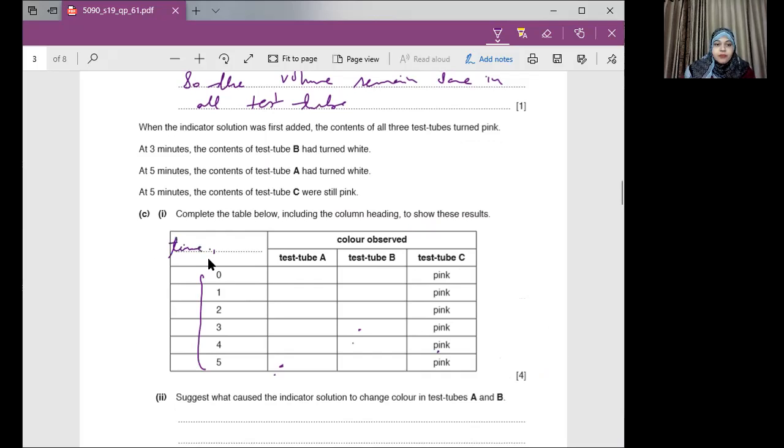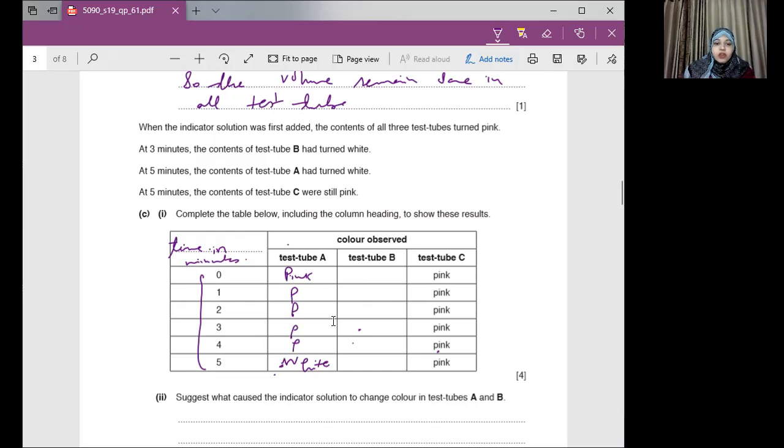Time in minutes. And you have to complete this one. They are saying the content of test tube A turns white here. So before this one, you have to write pink. This is also pink. I'm writing only P for this one. P, P. Okay, here test tube B.